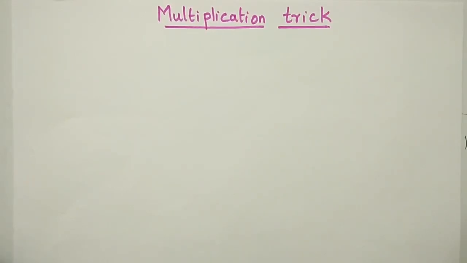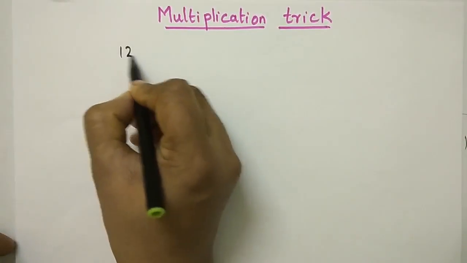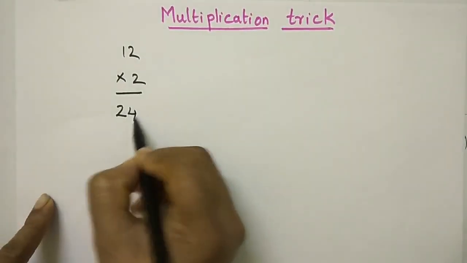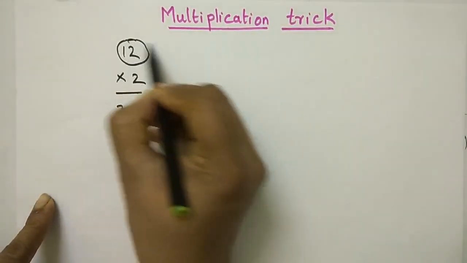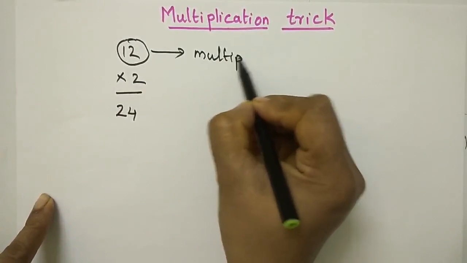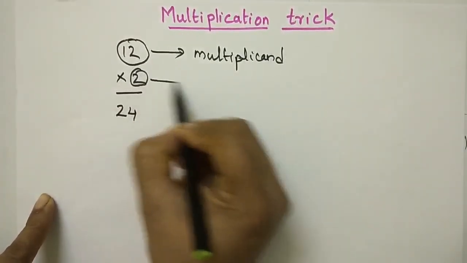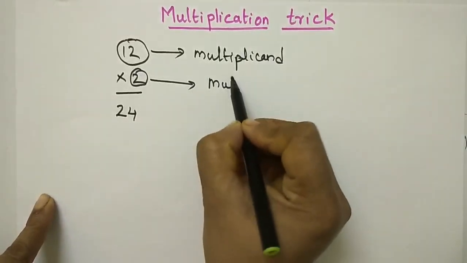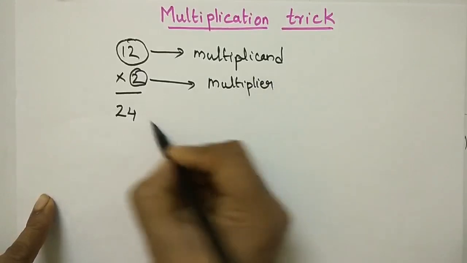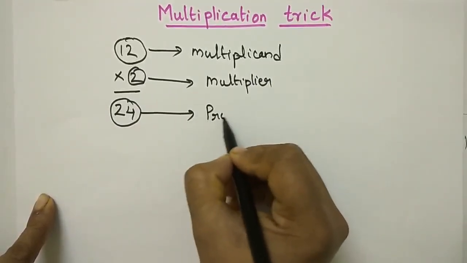Usually in multiplication, for example, 12 into 2 is equal to 24. We know that. This 12 is called the multiplicand. This 2 is called the multiplier. And this 24 is called the product.